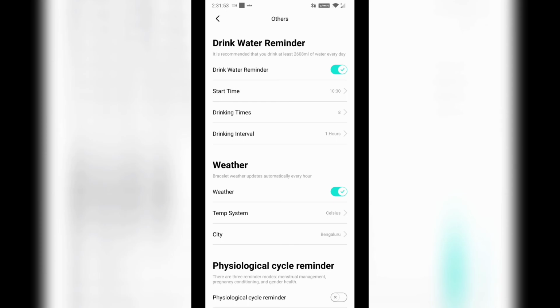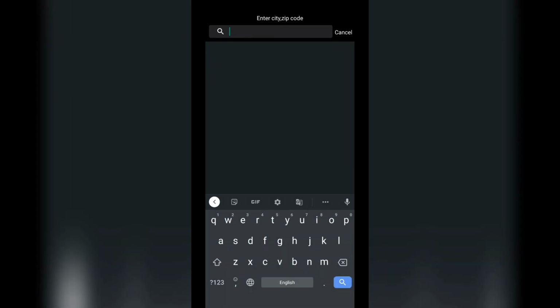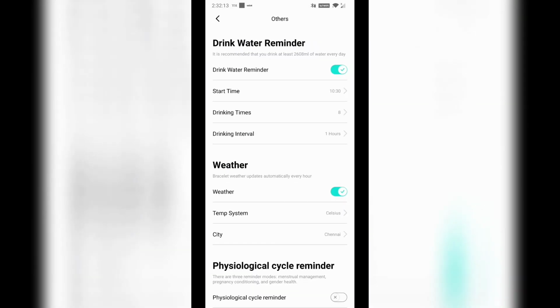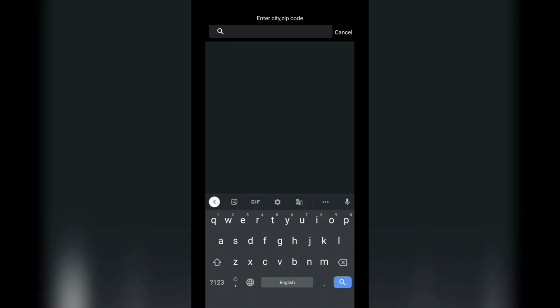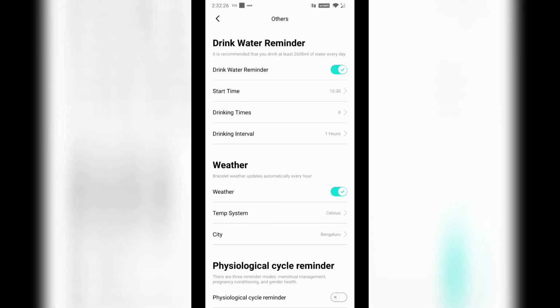Weather forecast, I selected Celsius, and for the city I selected Bangalore because I am located in Bangalore. This is the weather forecast. These are the other details in this. You can select the city here, Chennai. If you are in Chennai, select Chennai. It will change to Chennai and show you the Chennai weather status. I am keeping Bangalore because I am in Bangalore, so I am changing the city code to Bangalore.